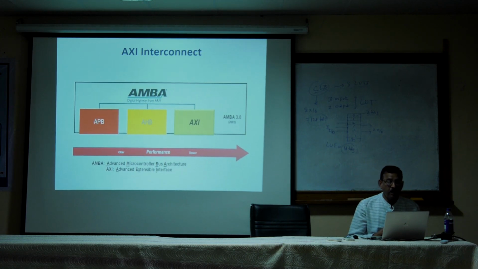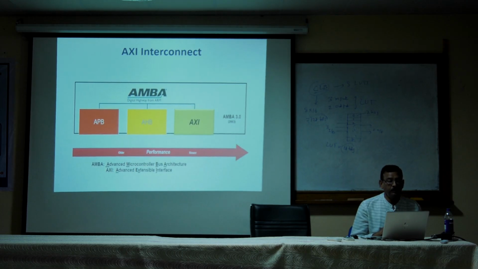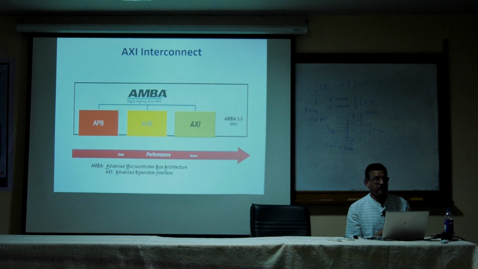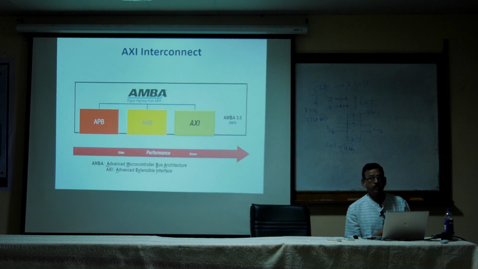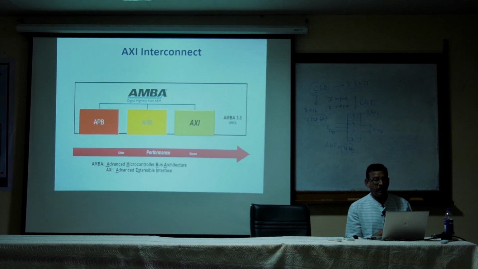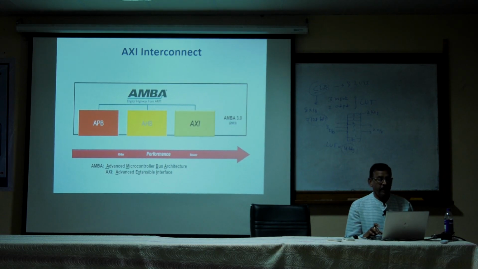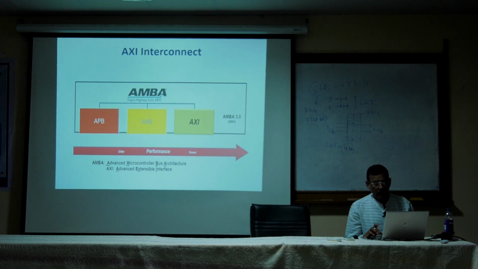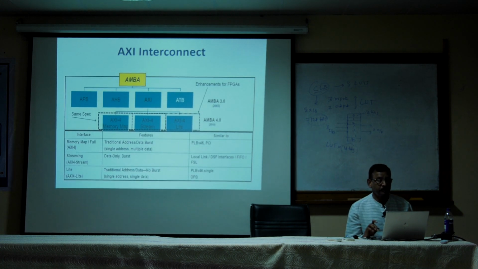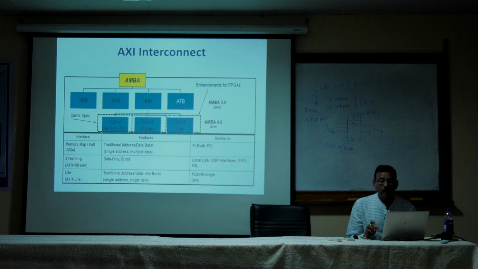AXI here is Advanced eXtensible Interface. This is for Xilinx FPGA, mainly for Xilinx logic interconnection purposes, this AXI is used. For Xilinx FPGA fabric interconnection only, this AXI was developed. But it was developed by the ARM organization only, AXI, the AMBA bus. AHB and APB are all part of the AMBA only. Yeah, just see this, and I will quickly close this.